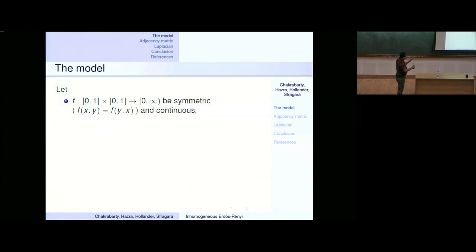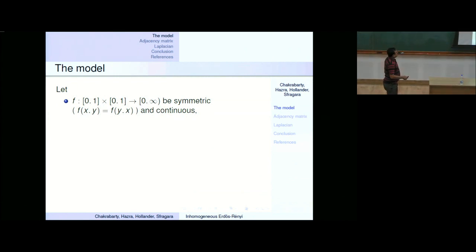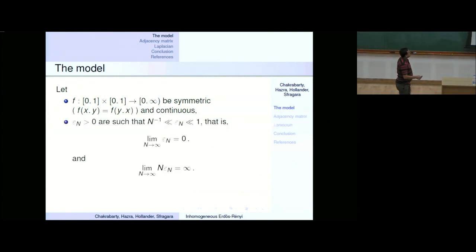So let me start with describing the model. Let f be a symmetric and continuous function from [0,1] cross [0,1] to the positive half line. And I fix a sequence of numbers epsilon_n which goes to 0, but slower than n inverse. That is, n times epsilon_n goes to infinity, and epsilon_n goes to 0.